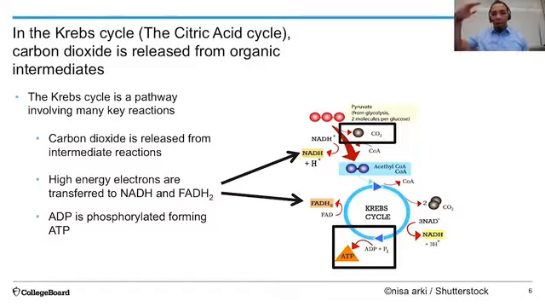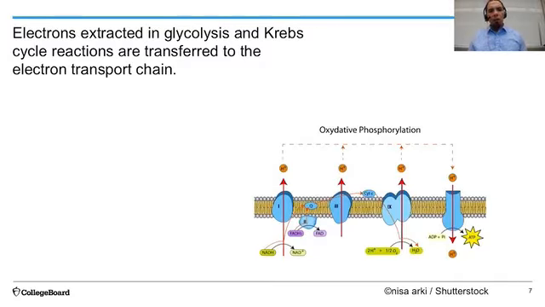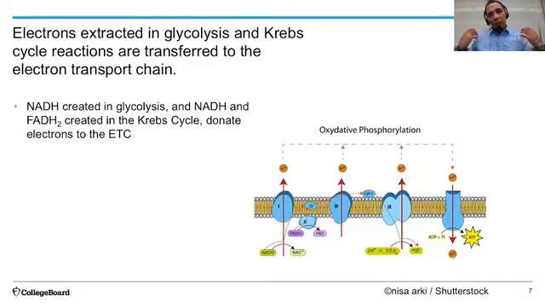And so again, we have CO2 being released, you have high energy electrons being transferred to NADH and FADH2, and you have ADP phosphorylated, forming ATP. So let's talk about those electrons. The electrons that were extracted in glycolysis and in the Krebs cycle are going to be transferred to the electron transport chain. And so the NADH created in glycolysis and the NADH and FADH2, again, trying to keep those straight, created in the Krebs cycle, donate electrons to the electron transport chain.